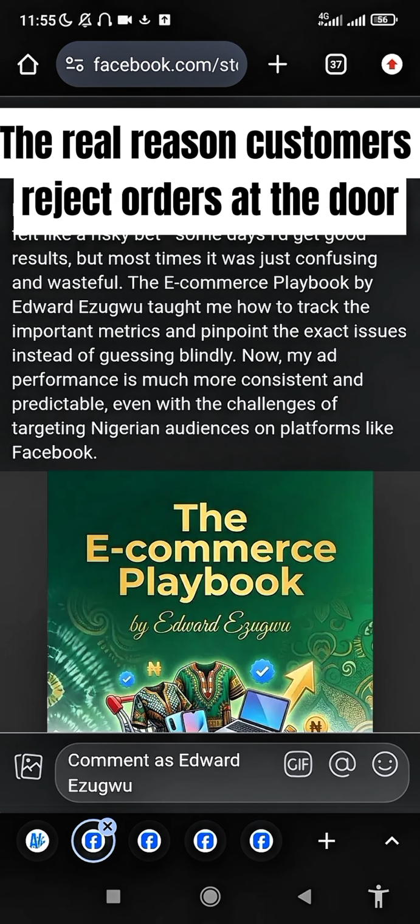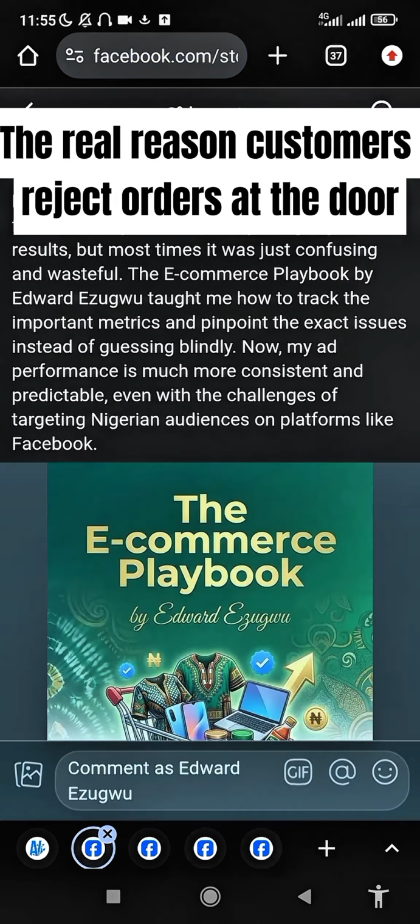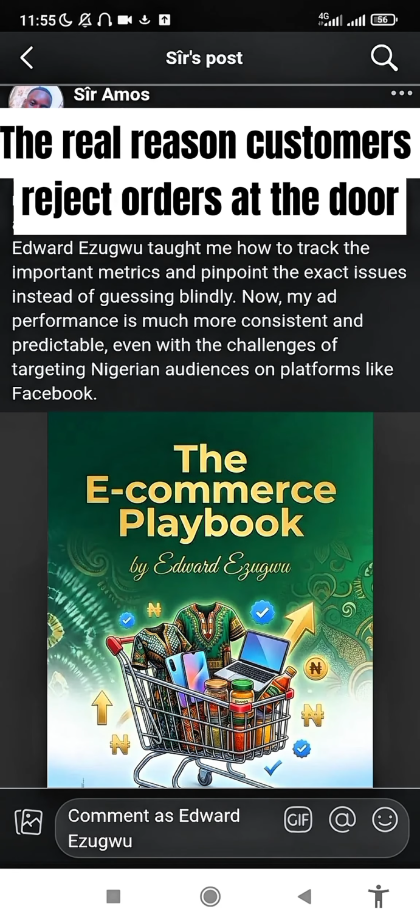And this is what Emos said about it. Before discovering this playbook, running ads felt like a risky bet. Some days I'd get good results, but most times it was just confusing and wasteful. The e-commerce playbook by Edward Ezugu taught me how to track the important metrics and pinpoint the exact issues instead of guessing blindly. Now my ad performance is much more consistent and predictable, even with the challenges of targeting Nigerian orders on platforms like Facebook.